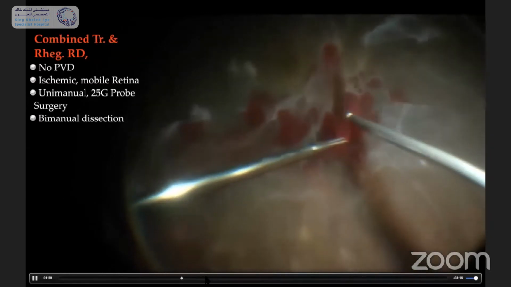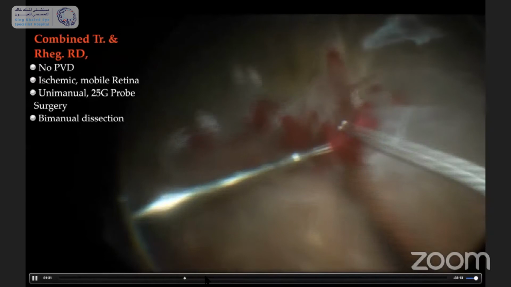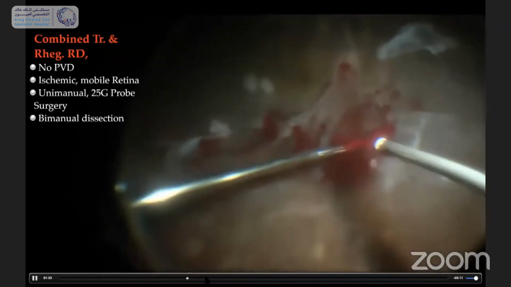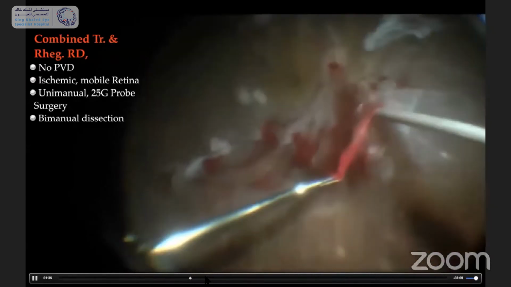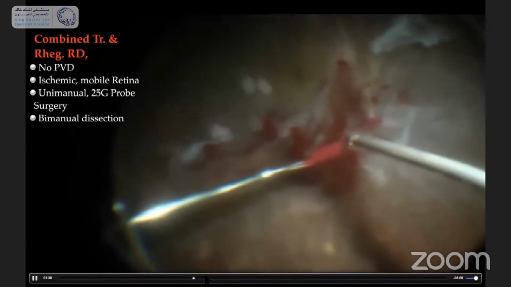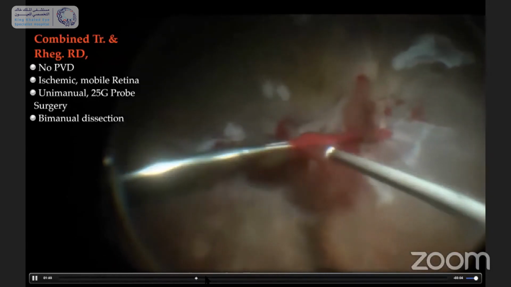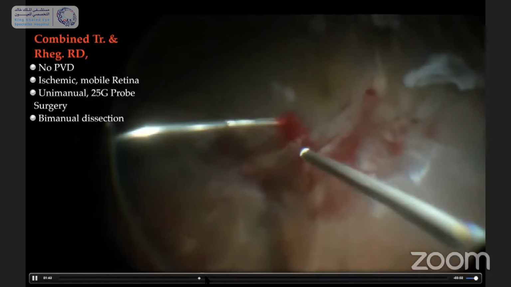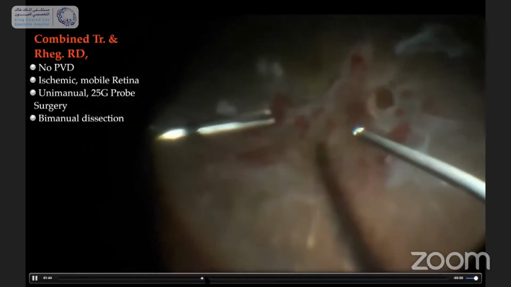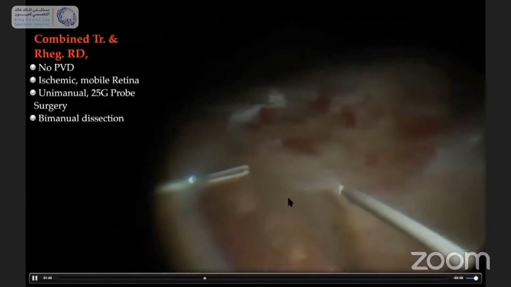Here, the bimanual approach can be used to remove clotted blood over the surface of the retina, which may be difficult in some cases because it acts like a membrane over the surface of the retina, and here the blood is stuck to the surface of the retina, and you have to remove it bimanually.